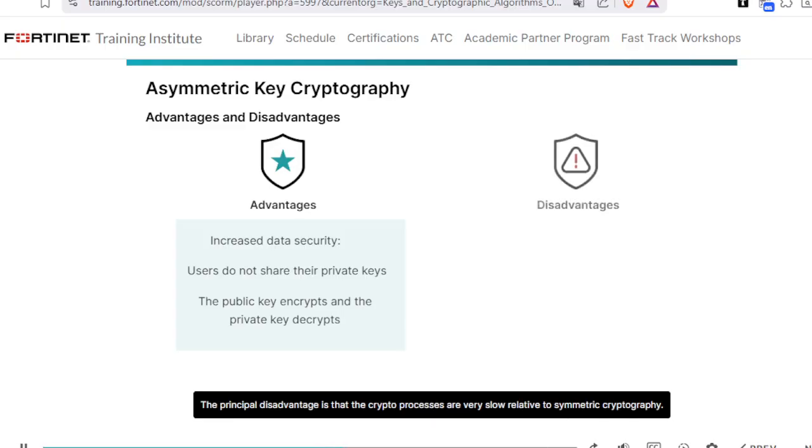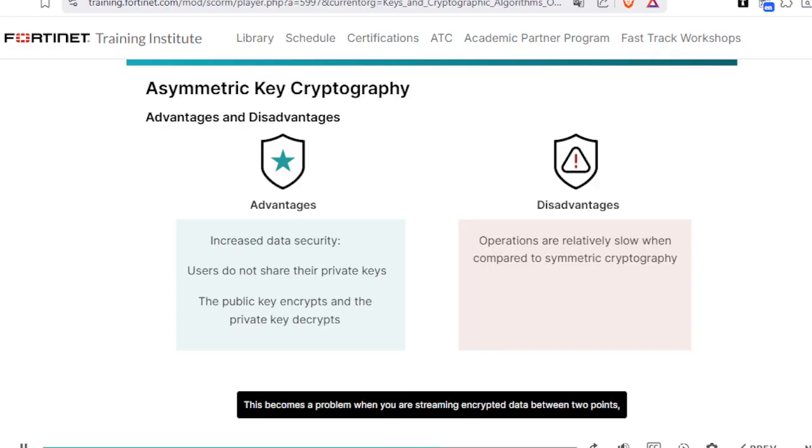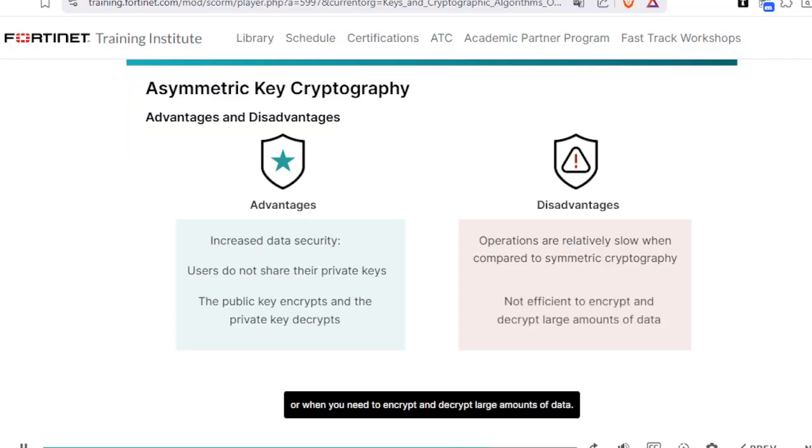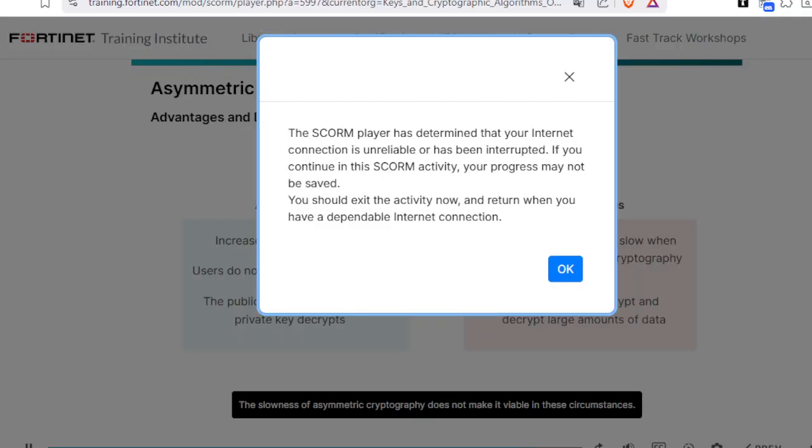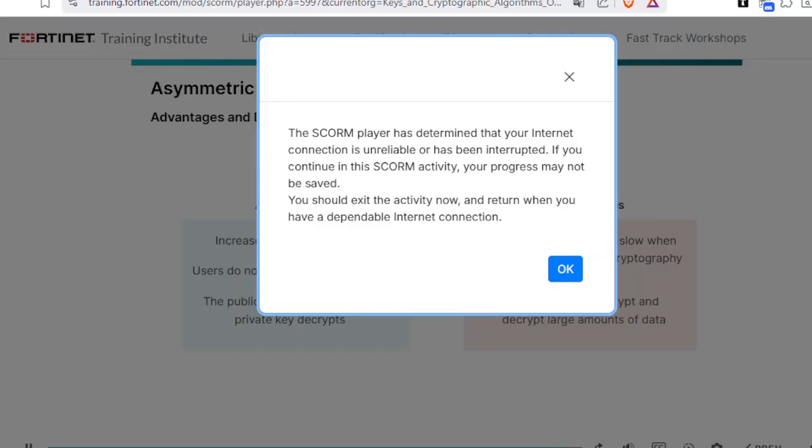The principal disadvantage of asymmetric cryptography is that the crypto processes are very slow compared to symmetric cryptography. This becomes a problem when you're streaming encrypted data between two points, or when you need to encrypt and decrypt large amounts of data. The slowness of asymmetric cryptography does not make it viable in these circumstances.